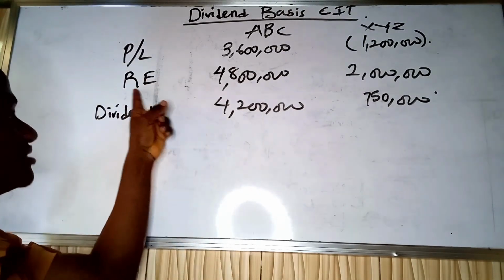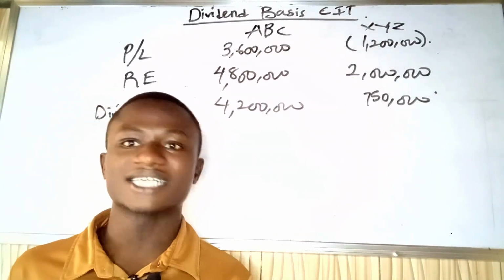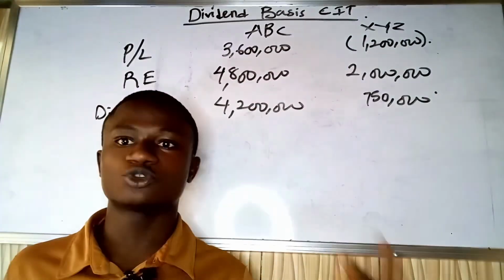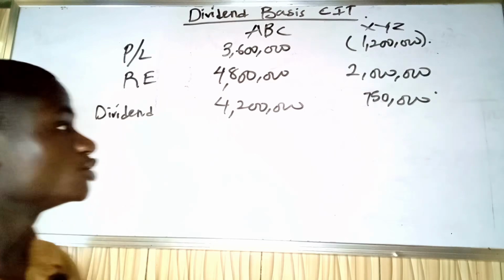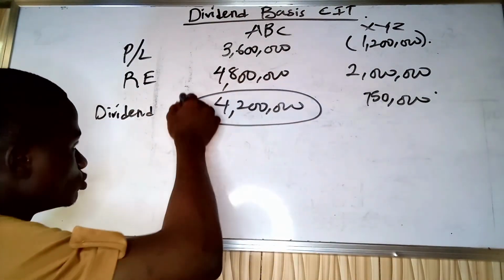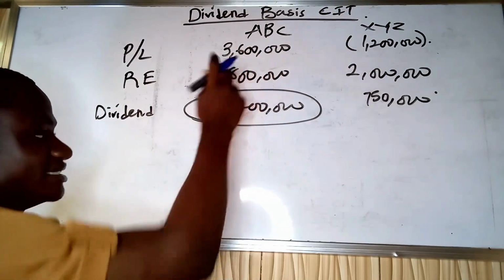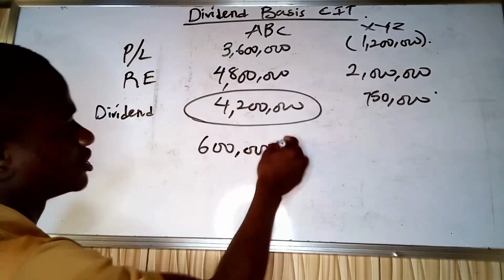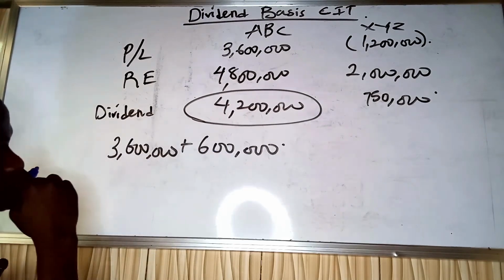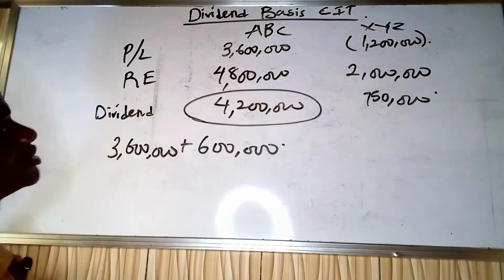Don't forget that I said the retained earnings will not be taxed, because probably in the previous years the retained earnings have been taxed. So you don't tax retained earnings again. If you are taxing retained earnings, that means you are applying tax on an income twice, which is not possible. So we don't tax retained earnings. If they can pay a dividend of 4.2 million naira, definitely you will agree with me that what they are adding from their retained earnings is 600,000. Because if you look at it, 3.6 million naira plus 600,000, is it 600,000?